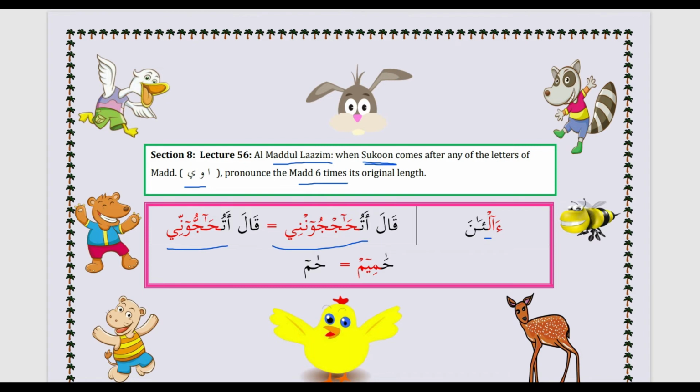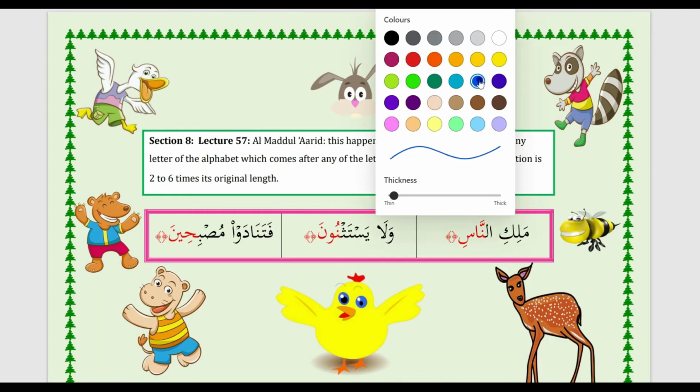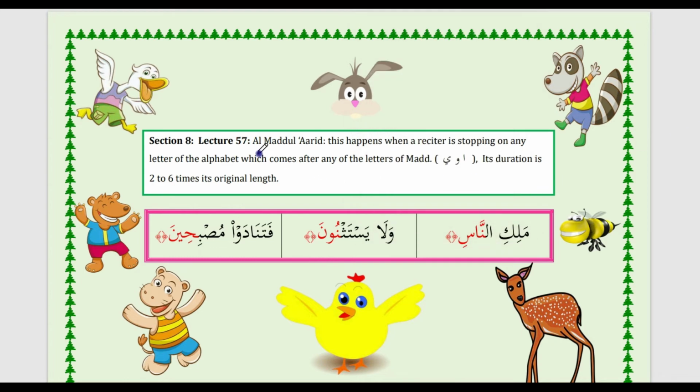We move on to our next mad, which is called al-maddul a'arid. Al-maddul a'arid, this happens when a reciter is stopping on any of the letters of the alphabet. Any of the letters of the alphabet which comes after any of the letters of mad.